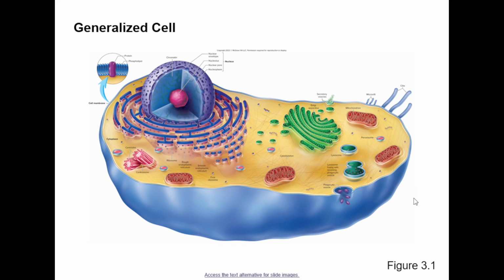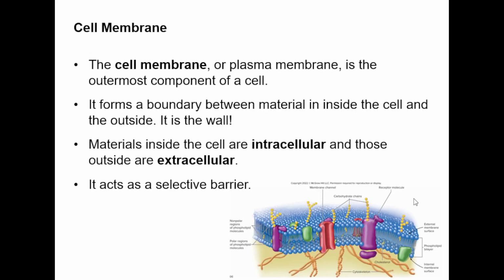Now let's continue to talk about the cell membrane. The cell membrane or the plasma membrane is the outermost component of a cell. Basically, that's why it's called the cell wall, because it is the boundary between the materials found inside the cell and the materials found outside the cell. So the materials that are found inside the cell are called intracellular. That's quite easy to remember. Inside, so intracellular. And those substances found outside the cell are called extracellular.